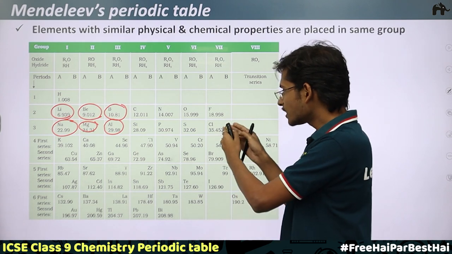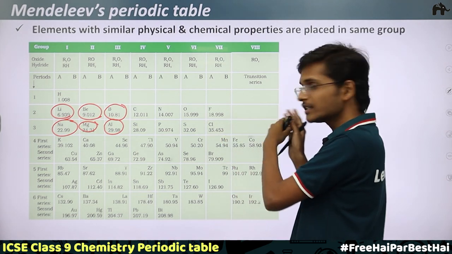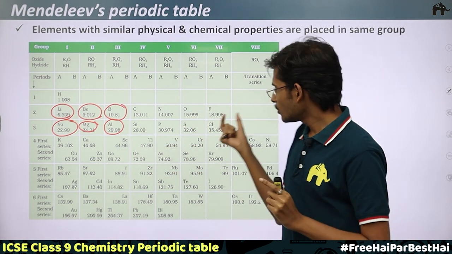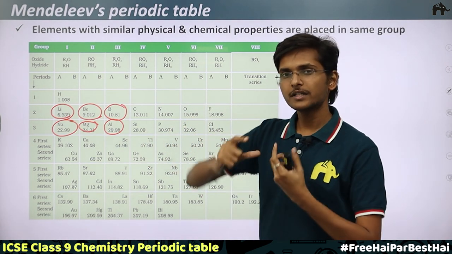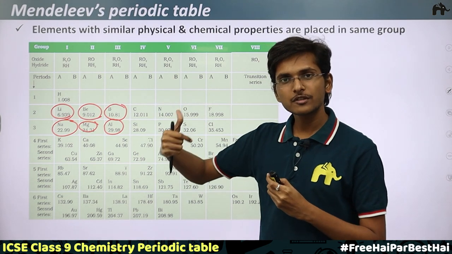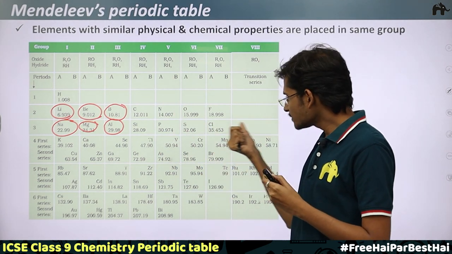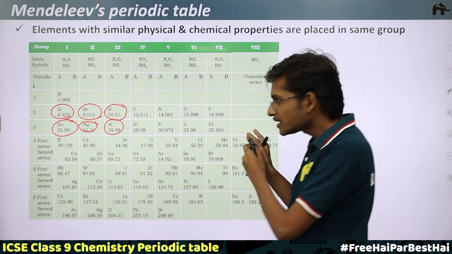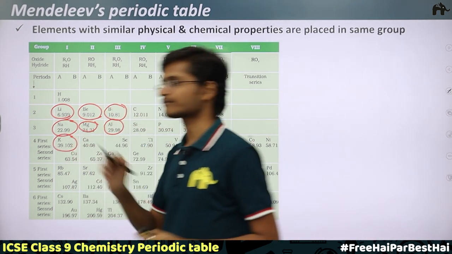But once he came to chlorine, the next higher atomic weight element was potassium. He found that potassium's properties are similar to those of lithium and sodium. So instead of placing potassium next to chlorine, he placed potassium below sodium.